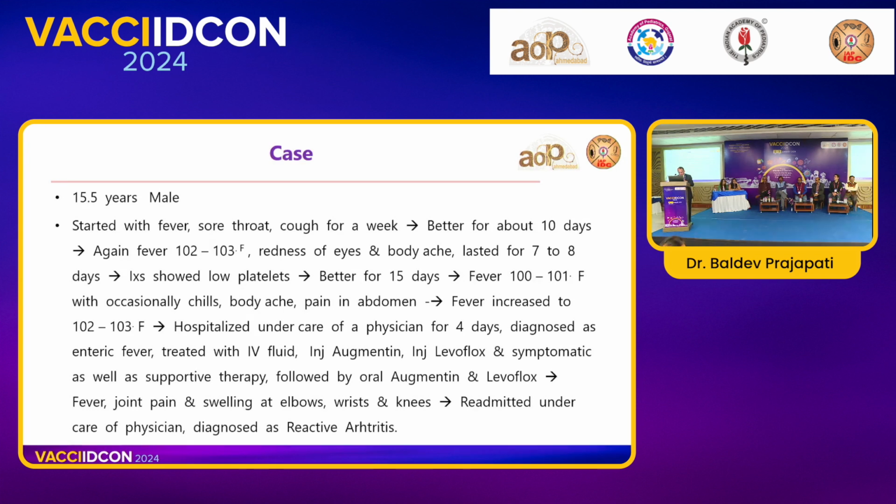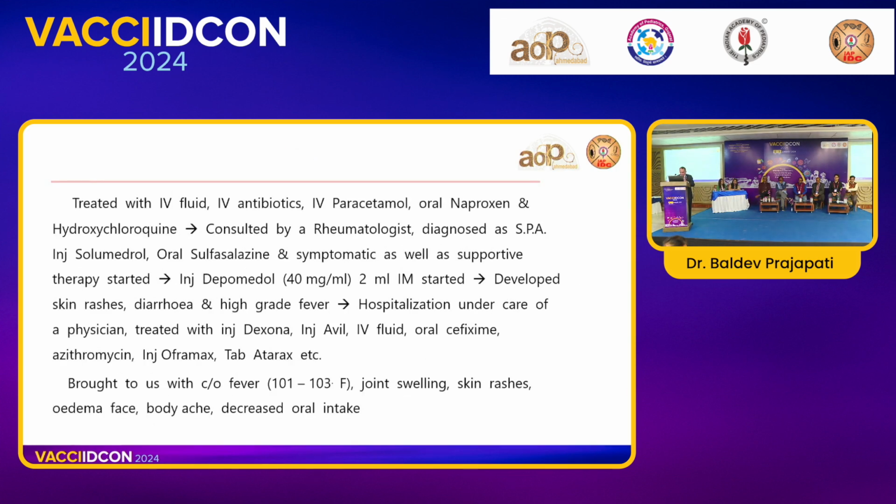Now the fever again increased 100 to 103. Hospitalized under the care of a physician. Diagnosis enteric fever, treated with all the antibiotics which you can read from the screen. Later on the child had joint pain, swelling in elbow, wrist and knees. Readmitted under the care of a physician. Diagnosis as reactive arthritis. I will run a little bit fast. Treated again with IV fluid, IV paracetamol, naproxen, hydroxychloroquine.